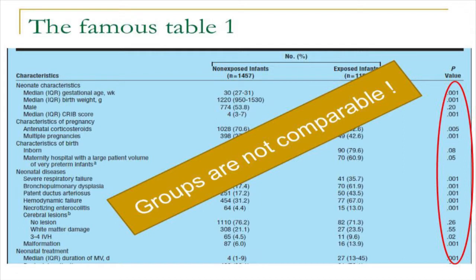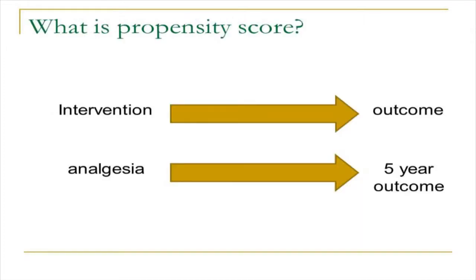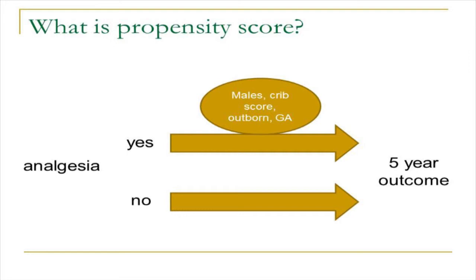So they looked at neonatal characteristics, and effectively those exposed to sedation were much more severe newborns, and everything was statistically significant. So once again, we are between intervention and outcome, between analgesia, yes or no, and 5-year outcome. And with the idea of propensity score, you could here adjust on a lot of confounders. But we have one first problem, the parsimony principle, with putting so many confounders in the model.